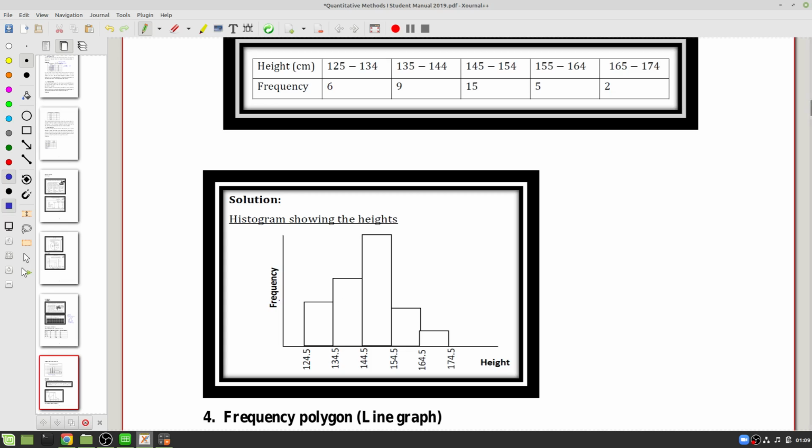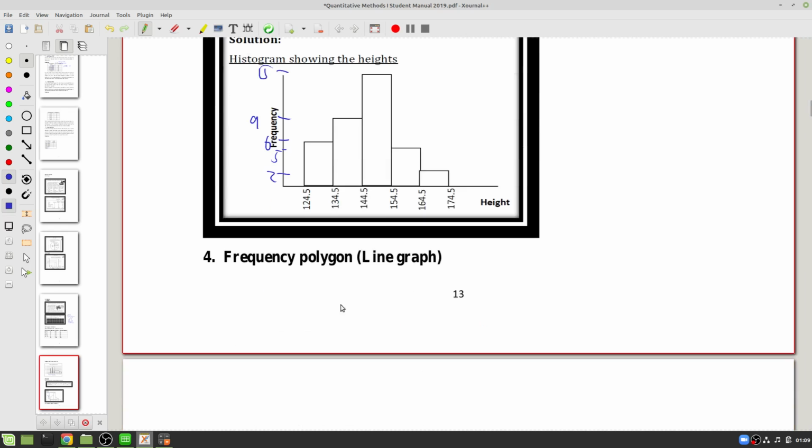In this case, this will obviously be 6, that value. This value here will be 9. This value here will be 15, as we can see. This one here, 5. And this last one here, 2. So this is just our frequency on the vertical axis.